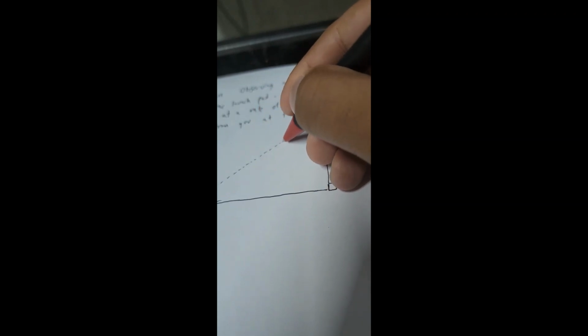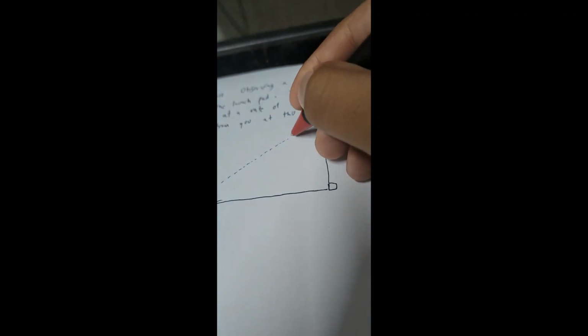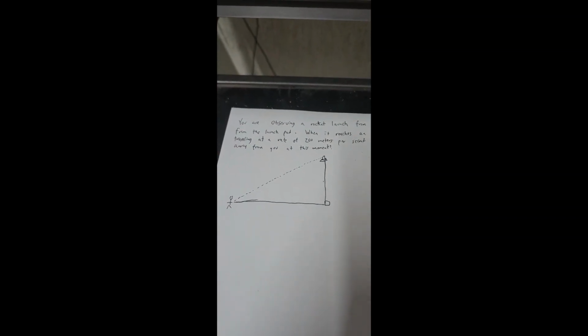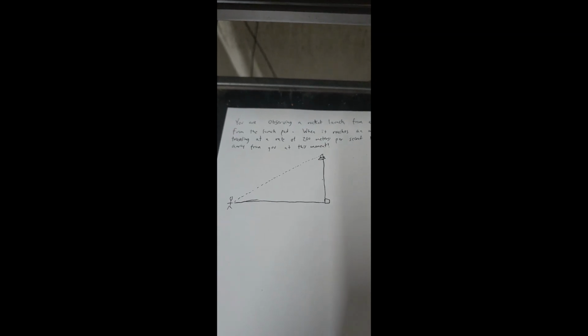It's traveling at the rate of 200 meters per second. Okay, how fast is the rocket moving away from you at this moment? This line is the one that we need to find. Alright? This one. And what do we have? We have a perfect triangle, a right triangle.